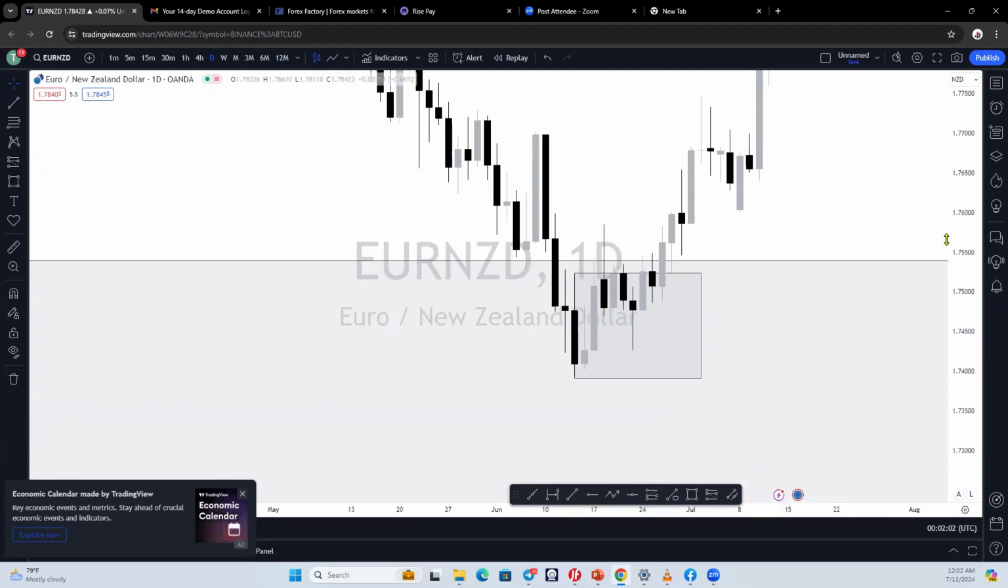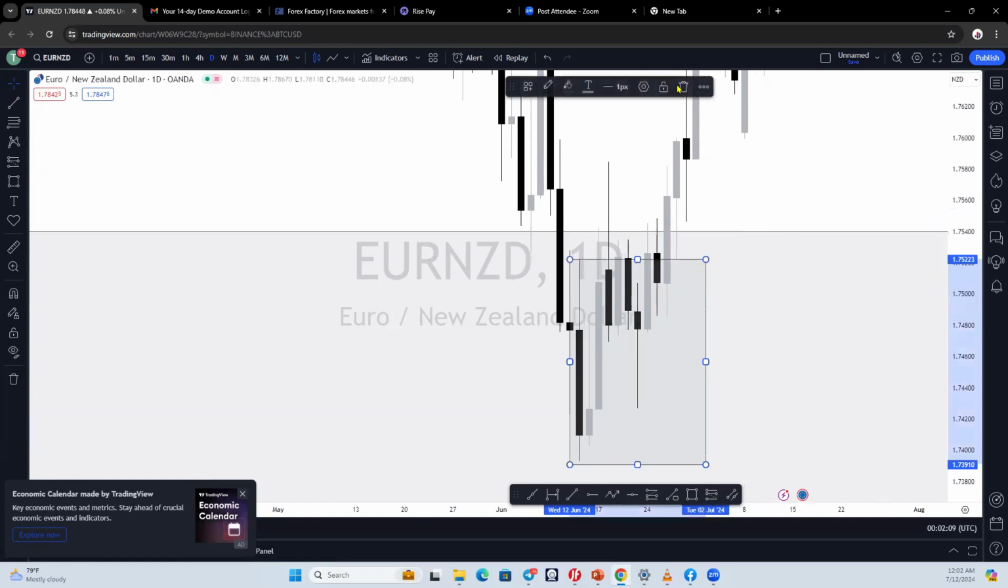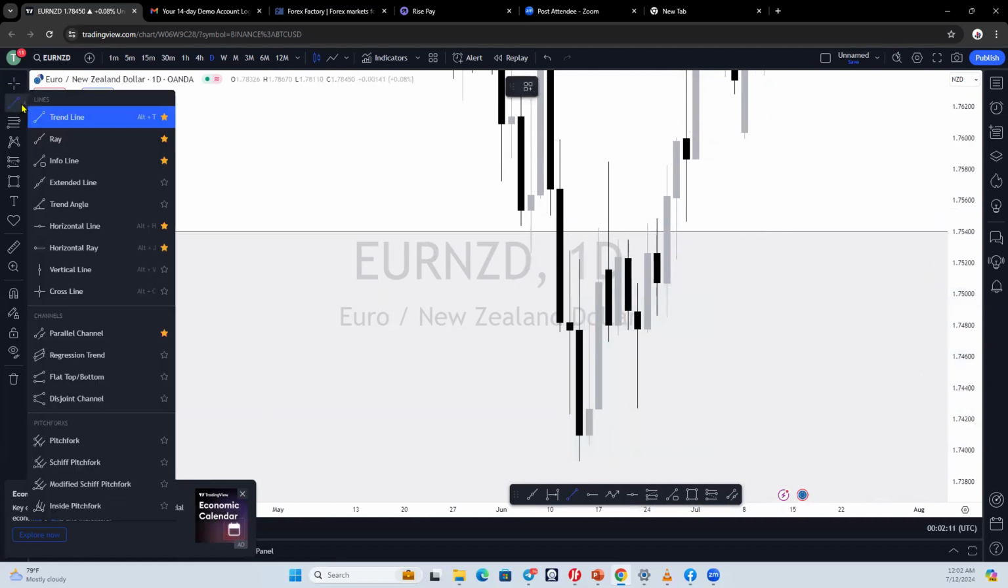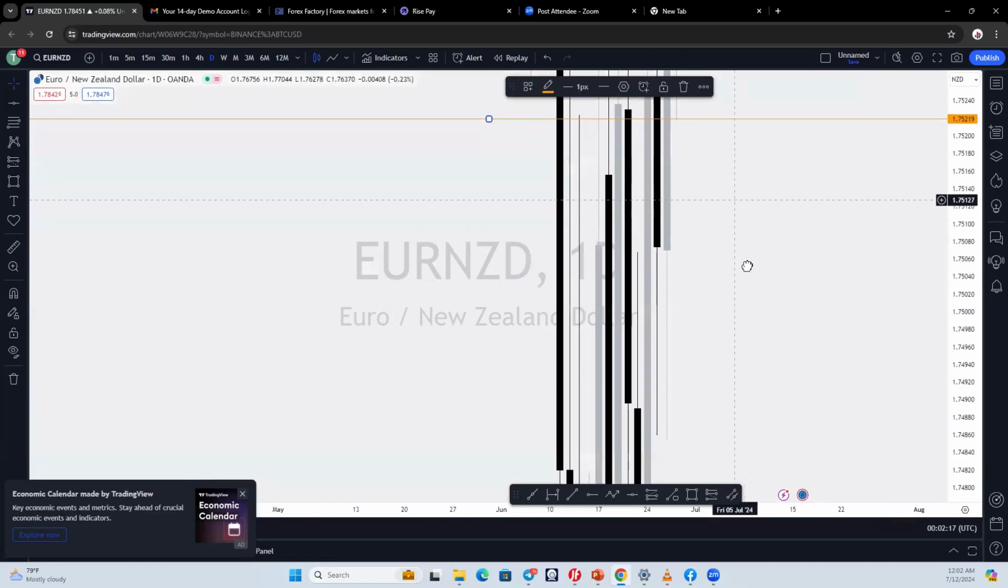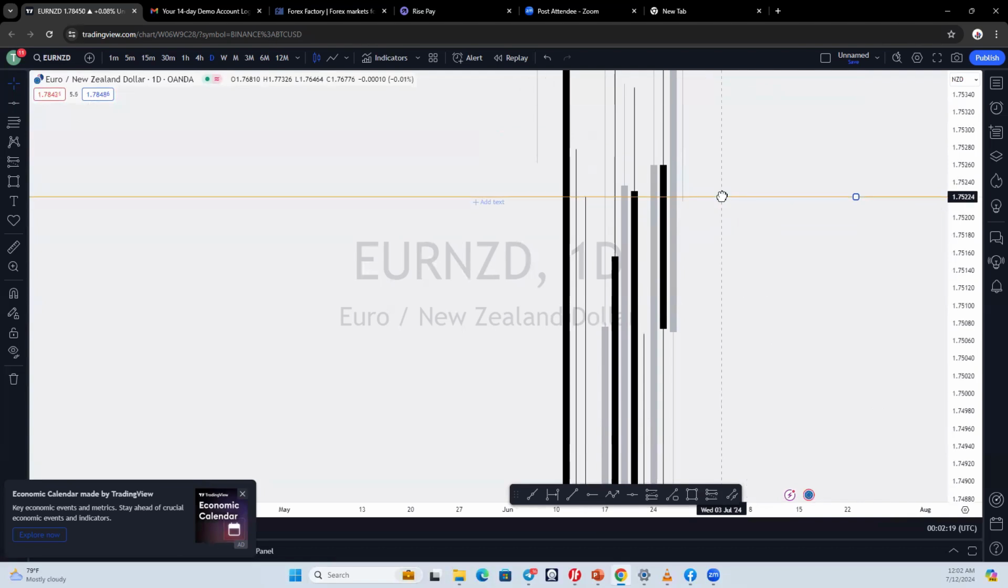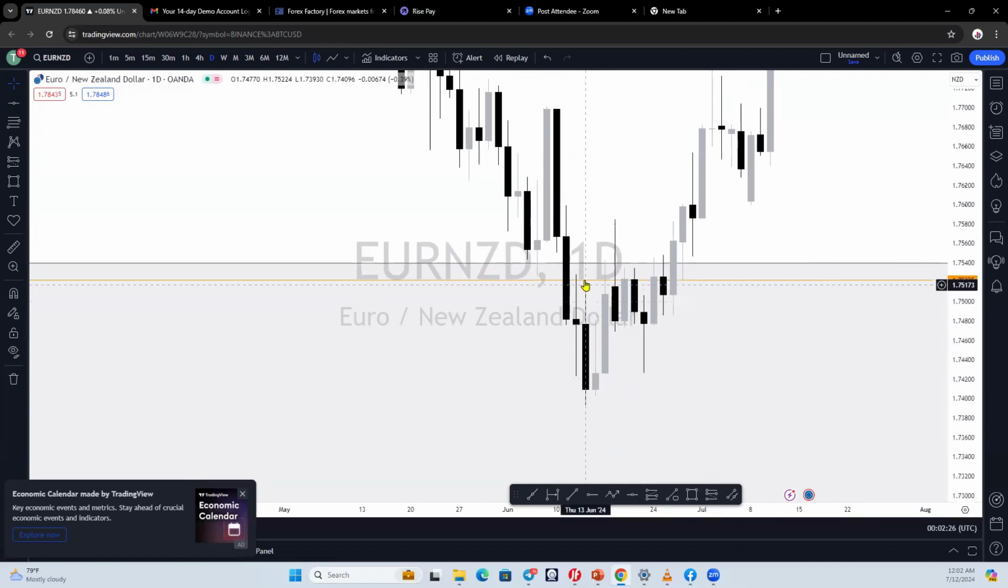Okay, this is an engulfing. I'll use a line so that you can see it clearly. You can see a bullish candle closing above the lowest sell candle. So we close above, and we have an engulfing.